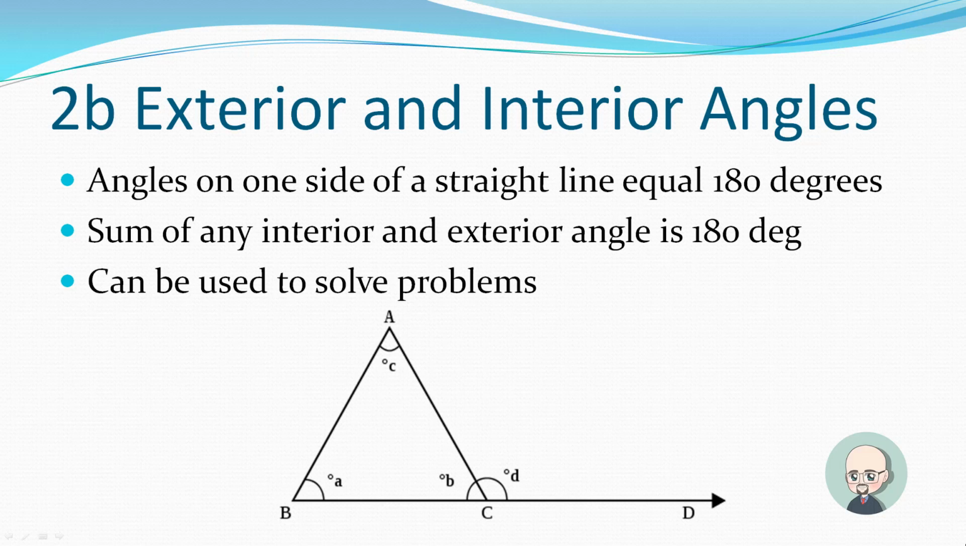All right, we're going to go a little more in depth in trigonometry. It's important to look at the exterior and interior angles. Angles on one side of a straight line equal 180 degrees. So the sum of any interior and exterior angle is 180 degrees. You could use this to solve a lot of problems.